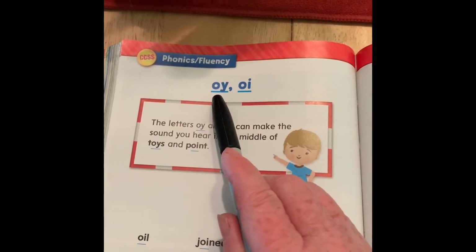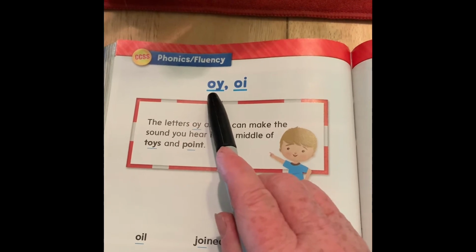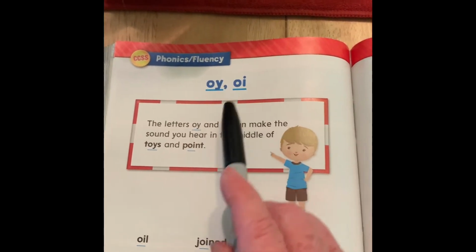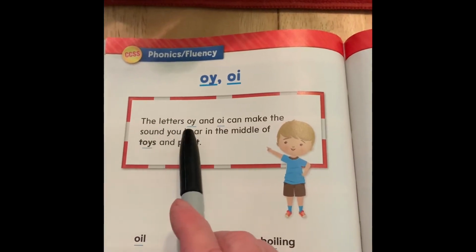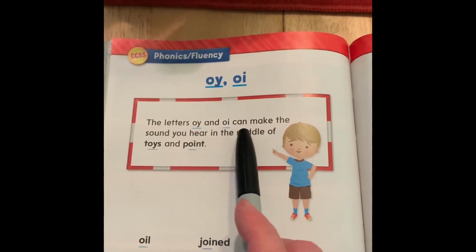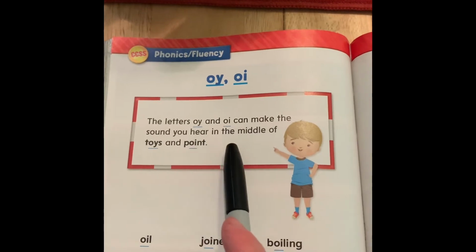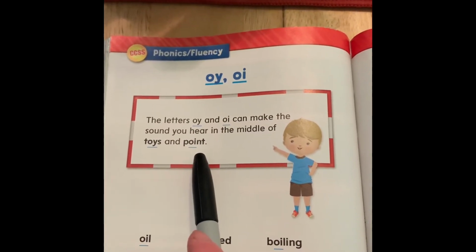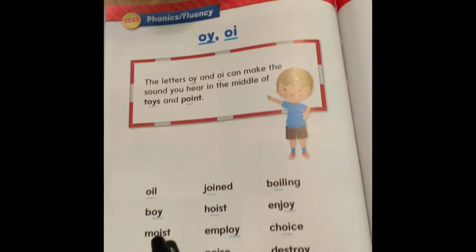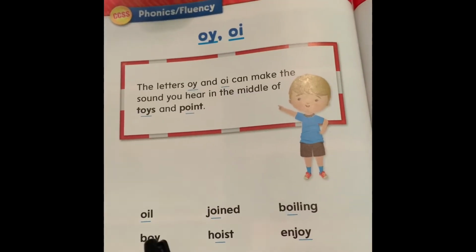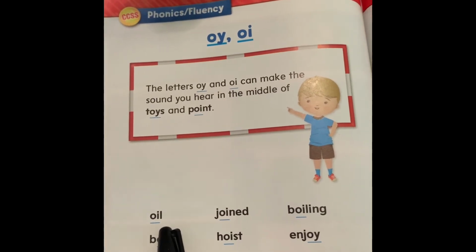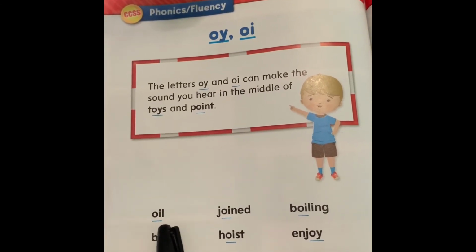Let's practice reading some oi words. Remember, oi can be spelled O-Y or O-I. The letters O-Y and O-I can make the sound you hear in the middle of toys and point. Read along with me. Let's figure these words out. This one has oi, followed by l. The word is oil.